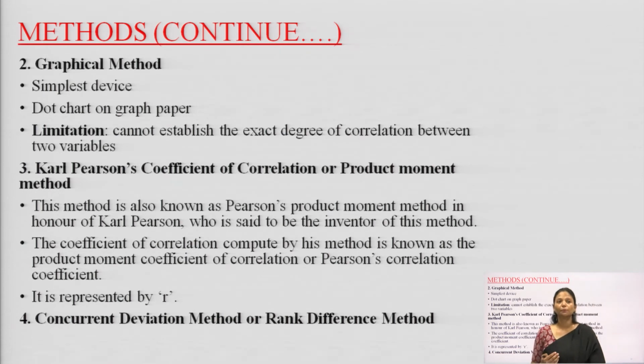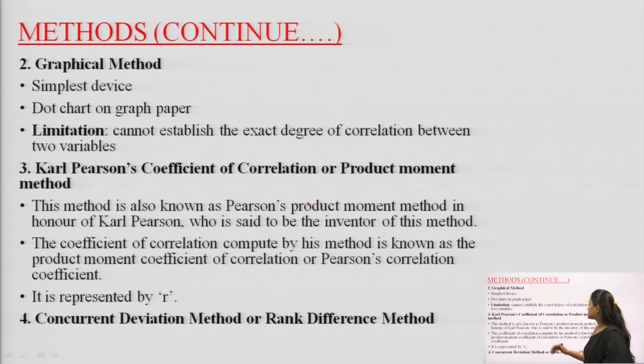That is, one is Karl Pearson's coefficient of correlation and the other is called the rank correlation coefficient. Karl Pearson's coefficient of correlation is also called the product moment method, because this method was discovered by a scientist named Karl Pearson. That is why we call it Karl Pearson's coefficient of correlation, or simply Pearson's product moment.